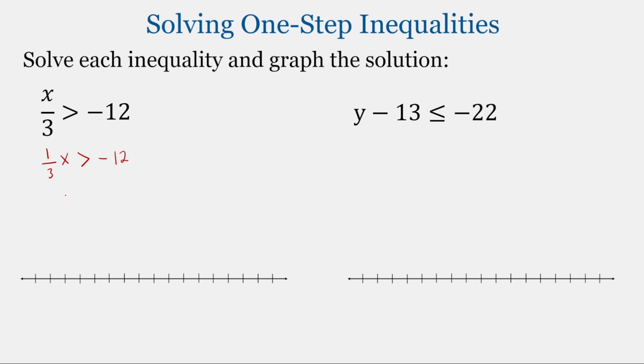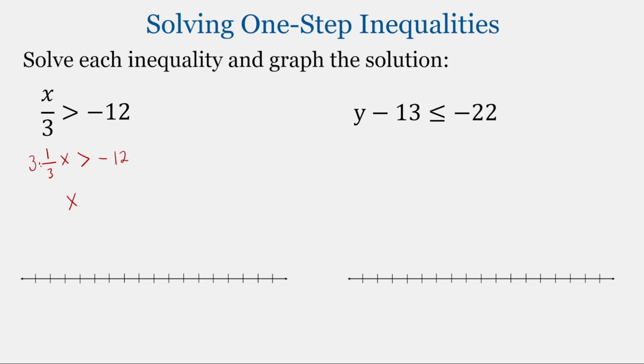Now the goal here is to get x all by itself on one side with a coefficient of 1. How do we convert 1/3 to 1? Well, we multiply it by its multiplicative inverse, or its reciprocal. So the reciprocal of 1/3 is 3. So we're going to multiply 1/3 times 3, and this is 1. So we now have 1x. And again, we could just write that as x.